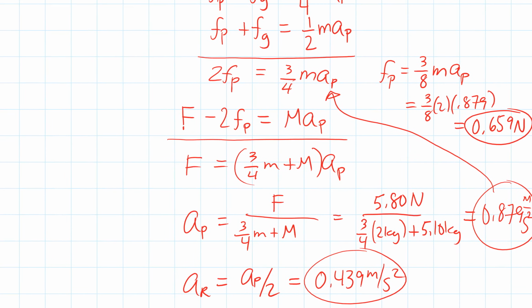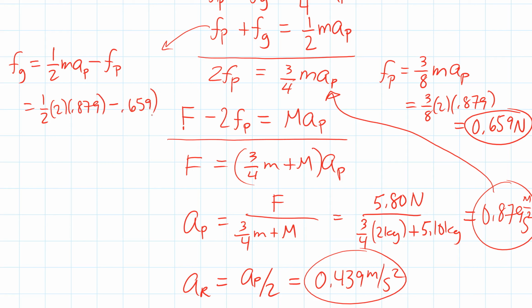And finally, we can go one step back to here to say that friction with the ground is equal to 1/2 MA plank minus friction plank. So that's 1/2 times 2 times 0.879 minus 0.659, and that is approximately 0.220 newtons. And so again, this is F plank and this is F friction over here. And so this does it.